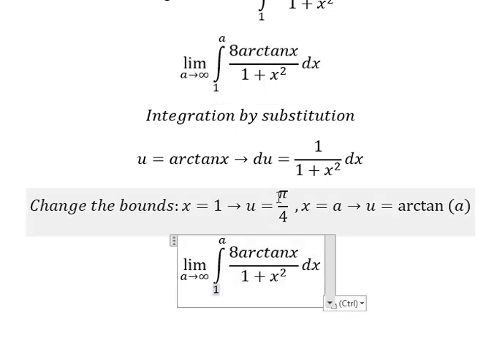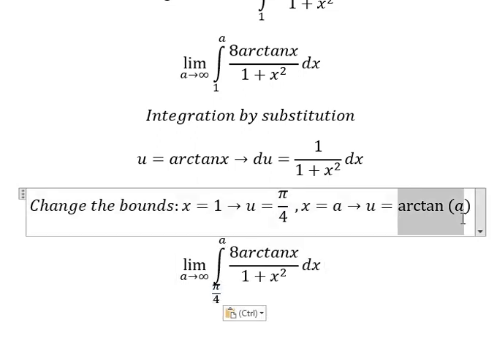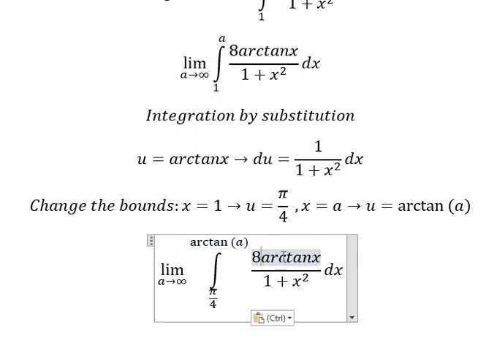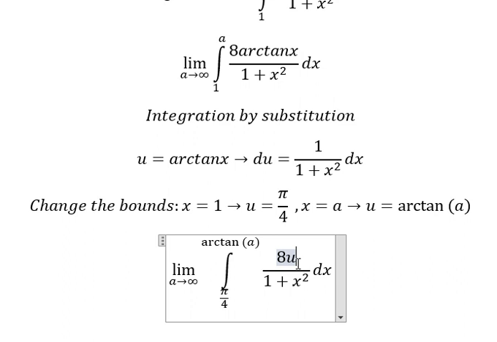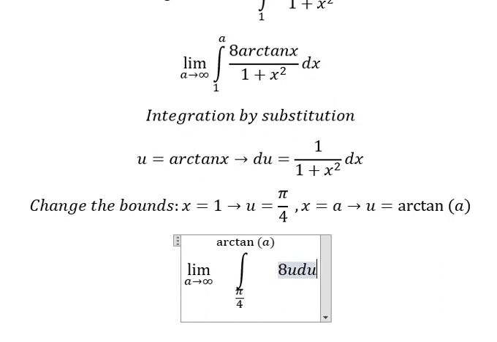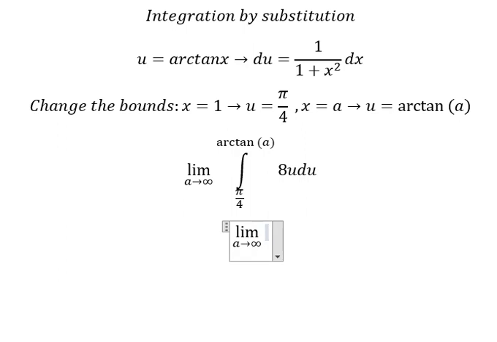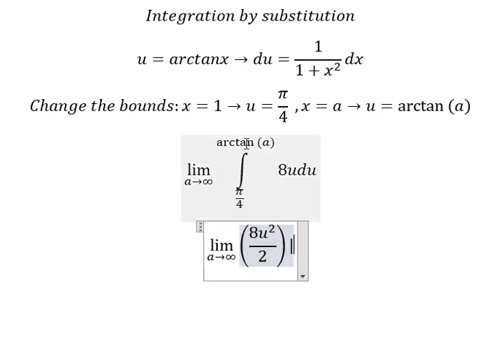So number 1 we change to pi over 4, and b, that is this one. Arctan of s we change to u. The rest over this one we change to du. The integration of u, we have u squared over number 2, and then we put the bounds from pi over 4 to arctan of b.